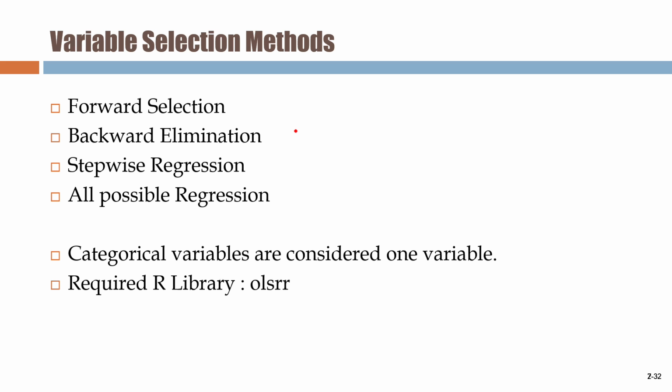Since we have several hundreds, we don't want to create the model using 100 variables. So how can we select which variable we should use? Which variable should we drop? This is what I'm talking about: variable selection methods. The first one is forward selection.